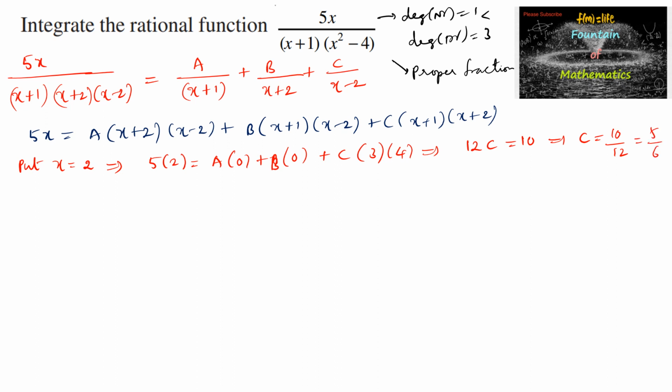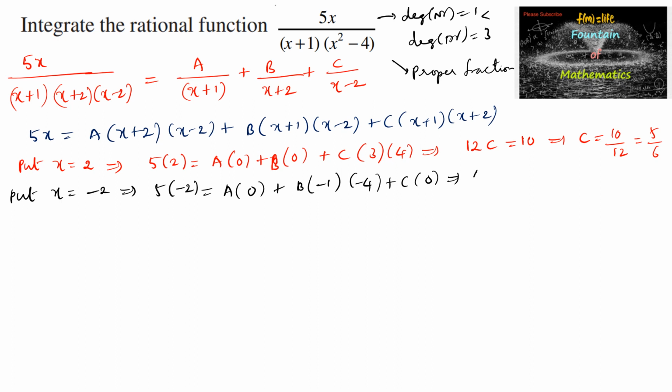And now let us substitute. Put x is equal to minus 2. So we can write 5 times of minus 2 is equal to a times of minus 2 plus 2, which is 0. And here also b times of minus 2 plus 1 is negative 1, and minus 2 minus 2 is negative 4, plus c times of minus 2 plus 2 is 0. So we can write 4b is equal to minus 10. So b is equal to minus 10 upon 4, that is negative 5 divided by 2.